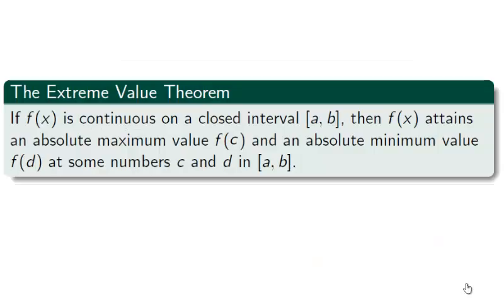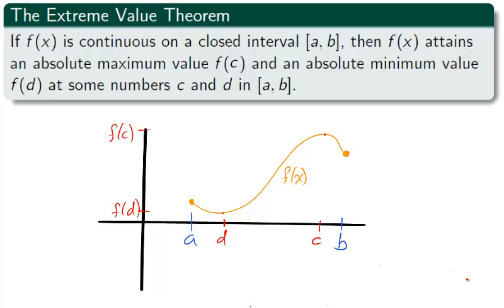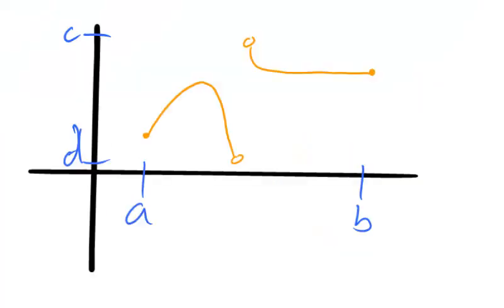Our focus in this video, the closed interval method, is a consequence of the extreme value theorem. The extreme value theorem says that a function f on a closed interval [a, b] attains an absolute maximum f(c) and an absolute minimum f(d) for some numbers c and d between a and b. It is critical that the function be continuous.